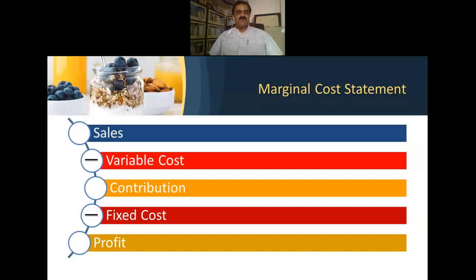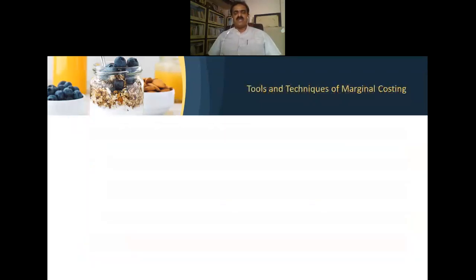See, the first half is more important. Sales minus variable cost is the contribution, and fixed cost is required for calculation of break even. So preparing this marginal cost statement will be useful for further calculations such as PV ratio and break even point. So what is the PV ratio and break even point? In order to understand those terminologies, first you need to understand the different tools and techniques which we use in marginal costing. The first one is called the contribution.